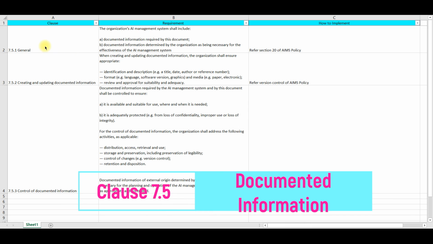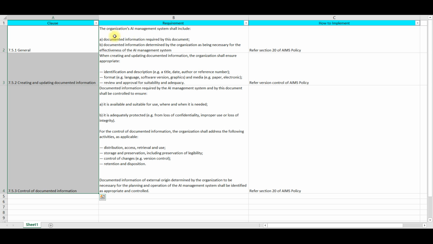In this lecture, we will discuss clause 7.5, that is documented information. It has a total of 3 requirements. Let us understand with the first requirement. It says that the organization's AIMS shall include documented information required by this document.